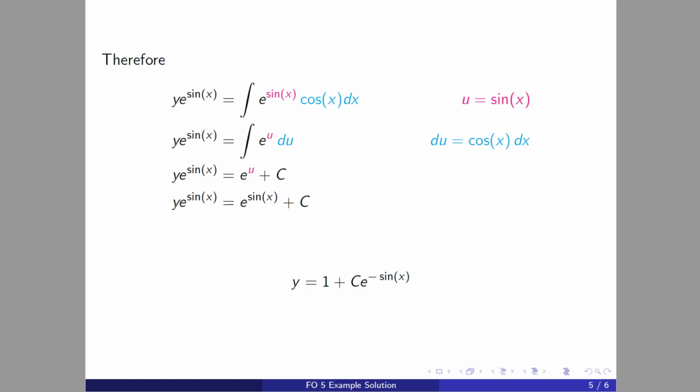If this were FO4, we would be finished solving the problem at this point. Since this is actually FO5, though, we do have to use the initial value to solve for c and get the particular solution to this initial value problem.